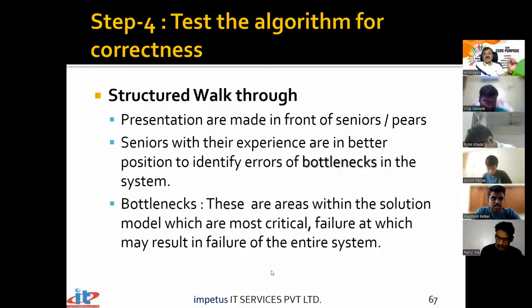Once that area has been identified, think about a solution as to how this particular problem can be taken care of, how you can overcome it. You are smart enough, you have a thinking mind, so you can think about it. But at least identify the bottleneck. Seniors will always have an edge over you in one way, and that is experience. You may be very good in the technology, but they have worked on similar projects in the past, so they have better exposure. So make use of their experience to identify such bottlenecks in the system.